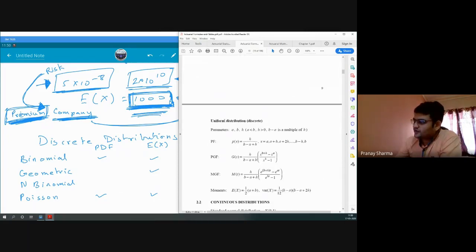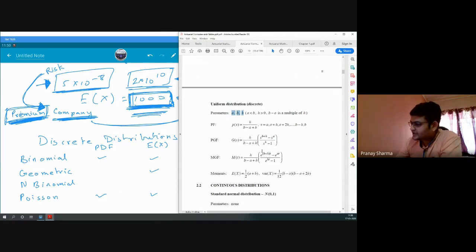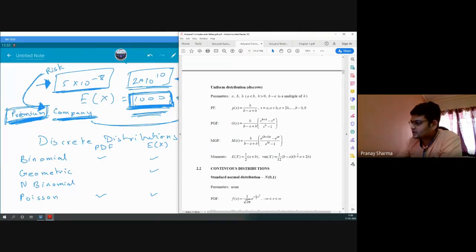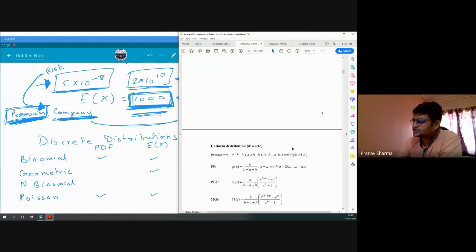Then we have uniform distribution. We calculated for A, B, and H. Instead of H, we wrote D. We calculated our expected value. That was A plus B by 2. You can see the variance here as well. And for 1, 2, 3, 4, 5, 6, all you have to do is put H equals 1, A as 1, and B as N. You'll get all your values here. So these are our discrete distributions.